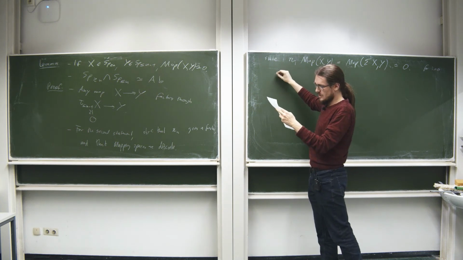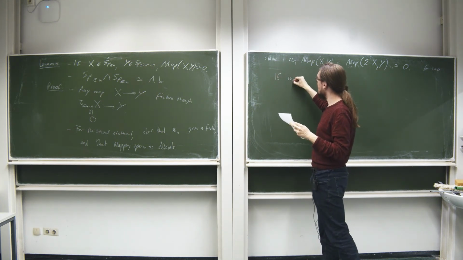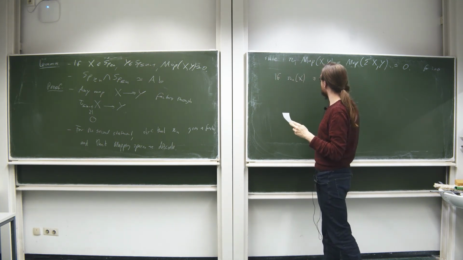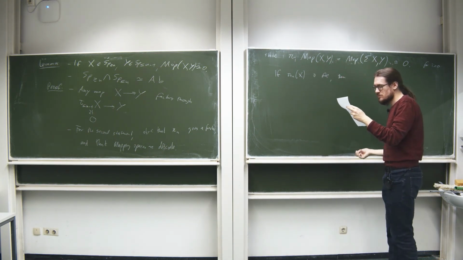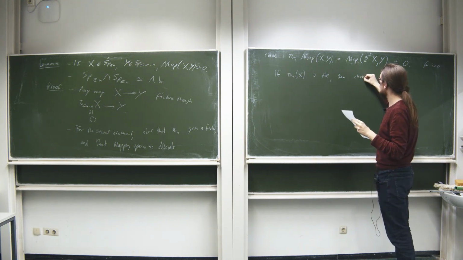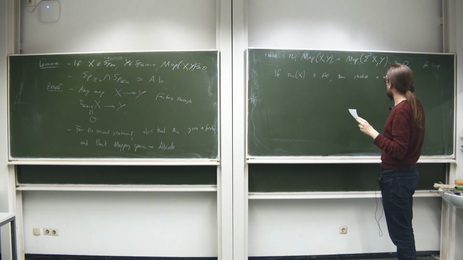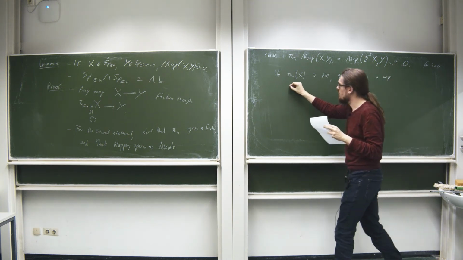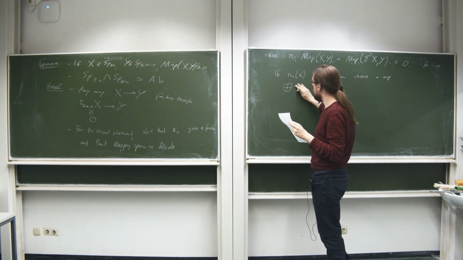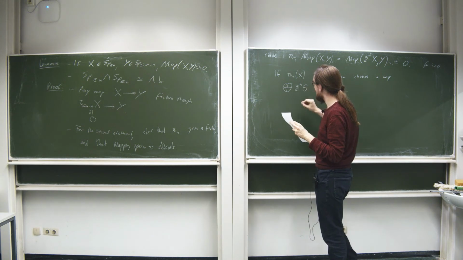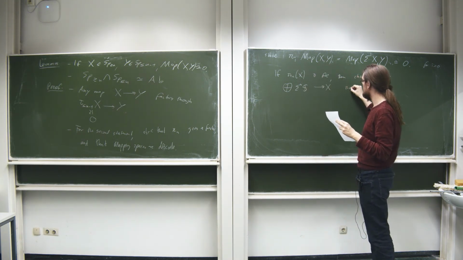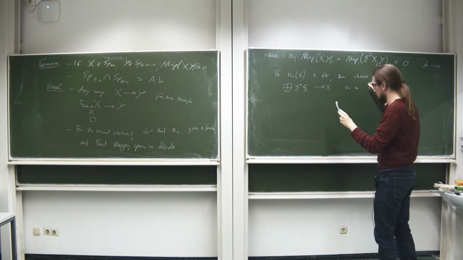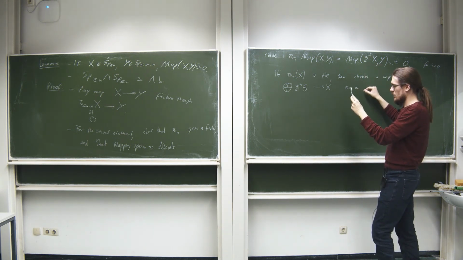Well, if pi n x is free, then we can choose a map from a sum of copies of S shifted to degree n to X, which is an iso on pi n.